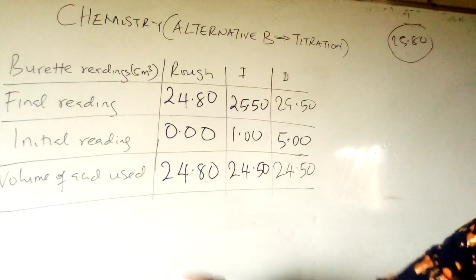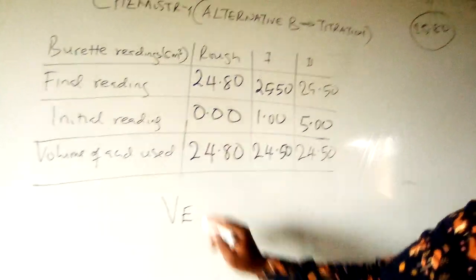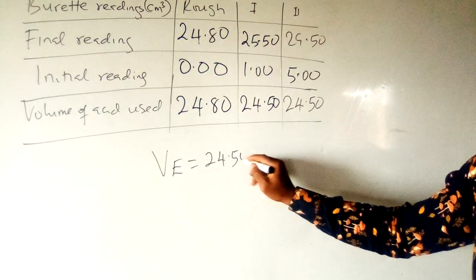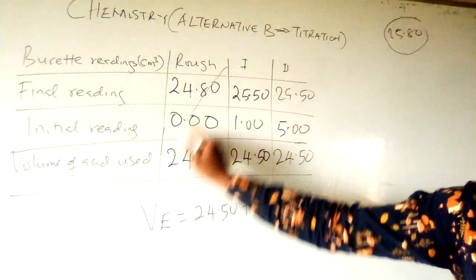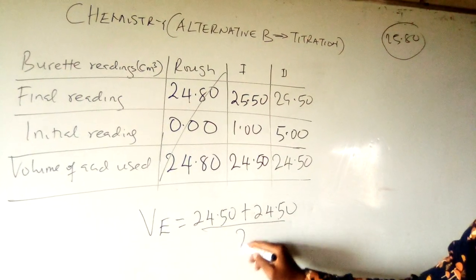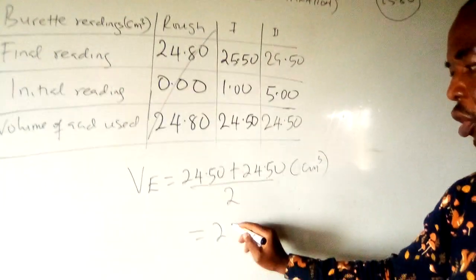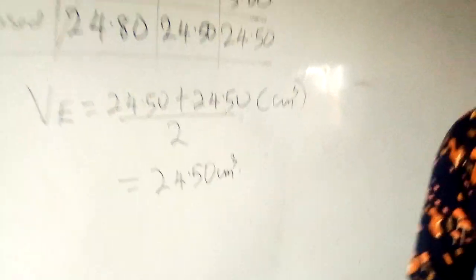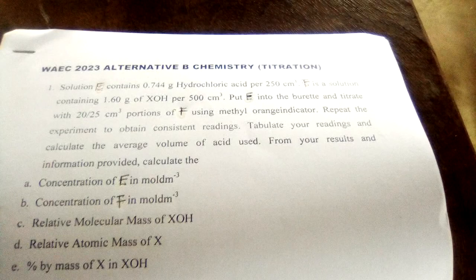We'll now find the average volume of our acid used, that is E, not A this time around. That becomes 24.50. Use the consistent values, ignore the rough. All over 2 in CNQ. We still have the same 24.50 CNQ. So we'll go to the calculations.